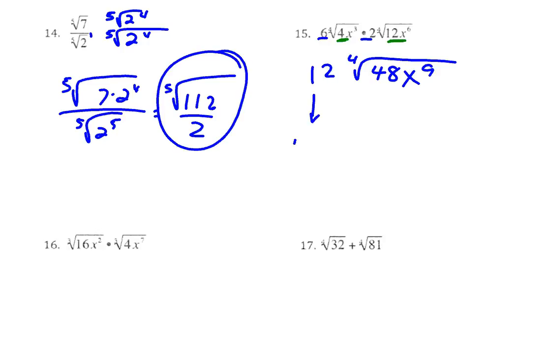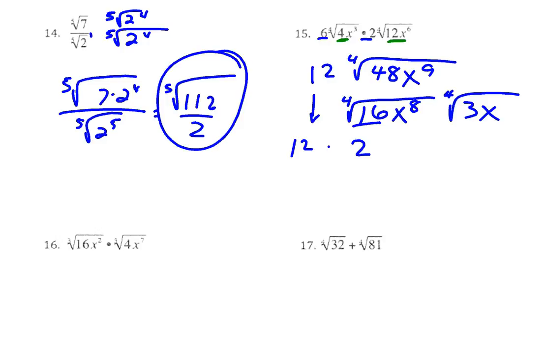Okay, so bring down the 12. And then we're going to change this into the 4th root of 16. 16 goes into 48 3 times. So 16, you go to your half sheet, 16 is in that power 4 column. And I'm going to change this to x to the 8th times x to the 9th, because that'll allow me to simplify. 4th root of 16 is 2. 4th root of x to the 8th is x squared, just do 8 divided by 4. And then this stays put. And finally, 12 times 2 is 24.